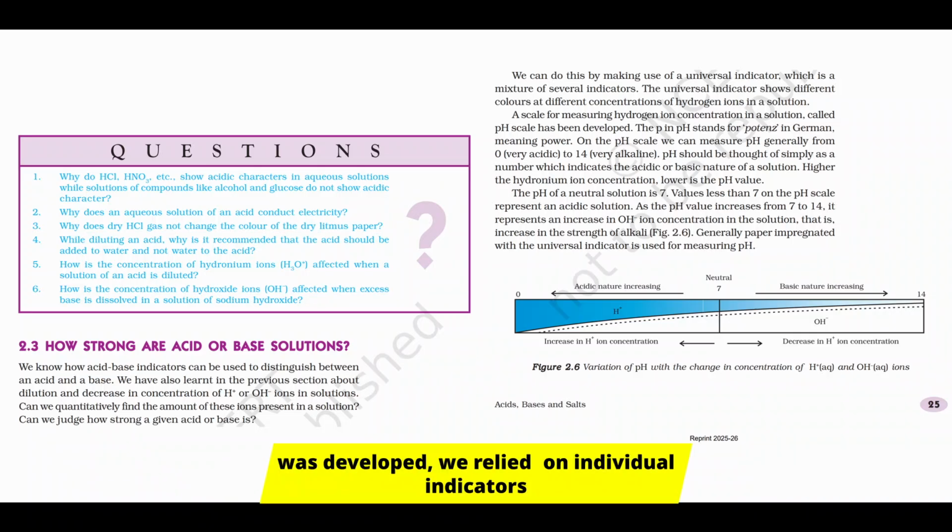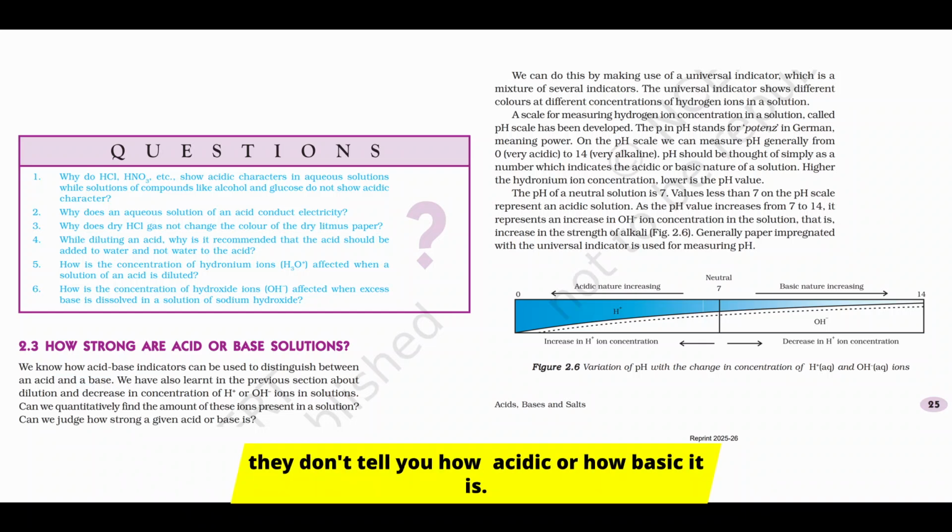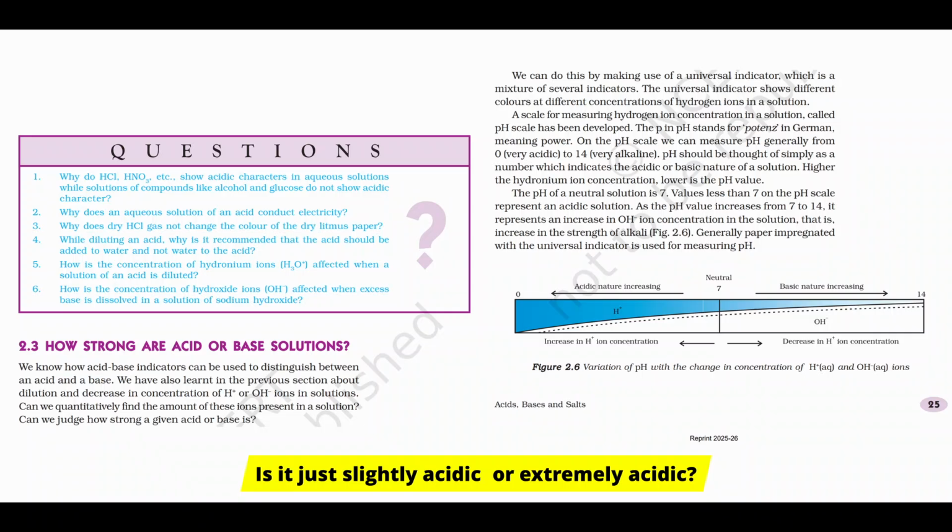Before the pH scale was developed, we relied on individual indicators like litmus or phenolphthalein. They're great for telling you if something is acidic or basic, but they don't tell you how acidic or how basic it is. Is it just slightly acidic or extremely acidic? Litmus can't tell you that. Right, they're more like on-off switches.